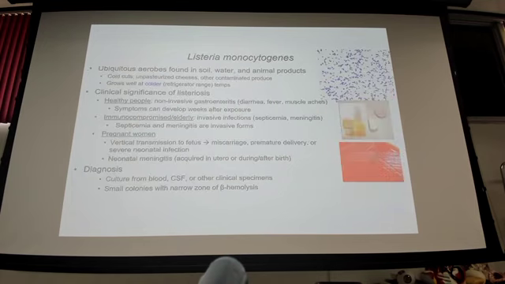Listeria monocytogenes. This one is loaded. 3 populations, 3 different presentations. Healthy people, what kinds of symptoms are associated? Non-invasive gastroenteritis, so you could lump that in with many other organisms that we've talked about in healthy people, but main point, self-limiting diarrheal symptoms, usually gastroenteritis.